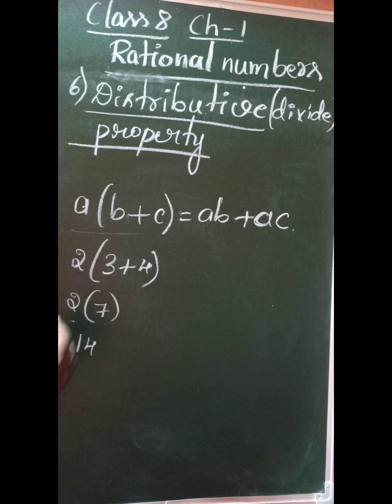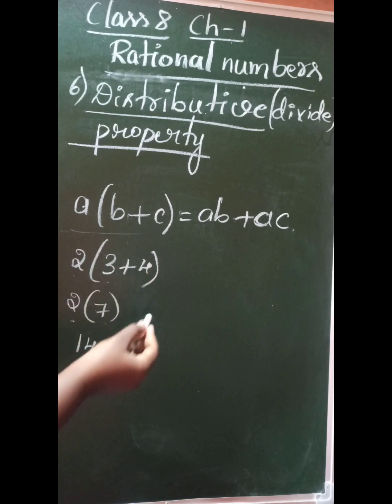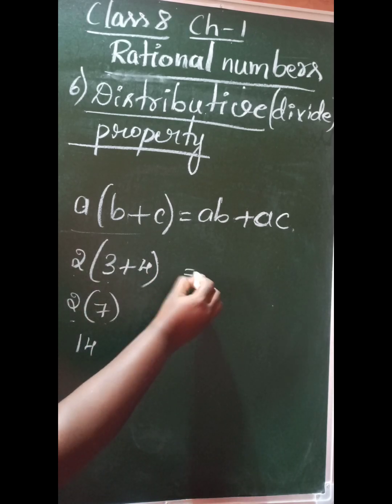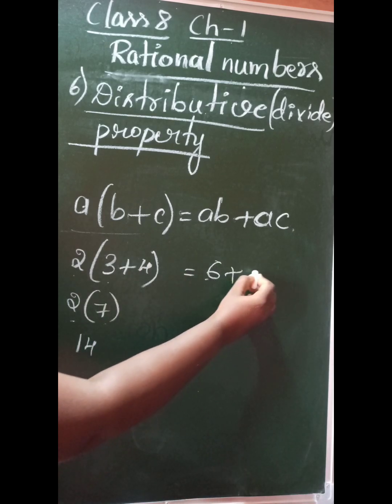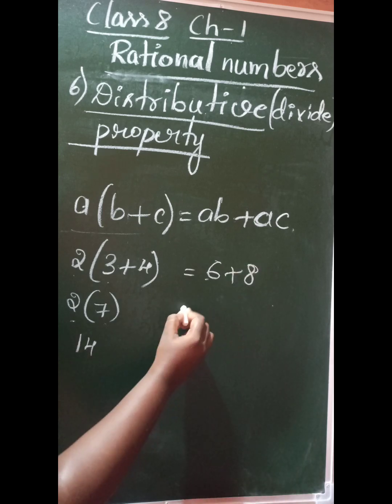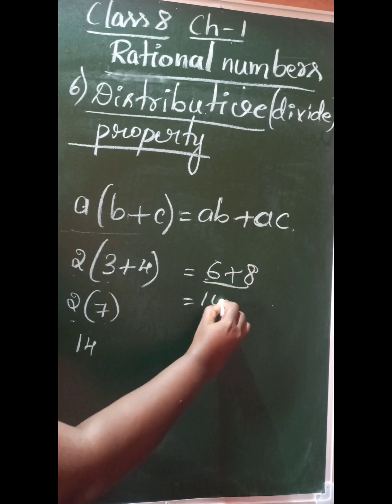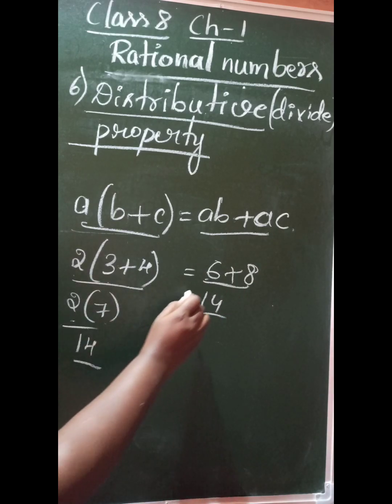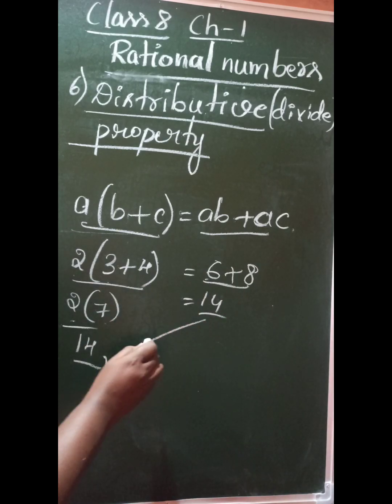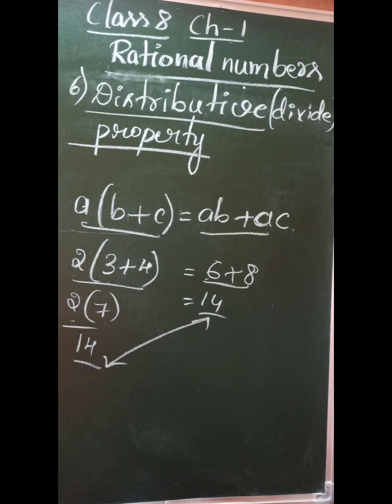Now try to multiply the 2 into the numbers inside and solve it. So multiply 2 into 3, that is 6, plus 2 into 4, that is 8. The addition of these two gives 14. So in the distributive property, whether you distribute or not, on both sides you will get the same number. This is the distributive property.